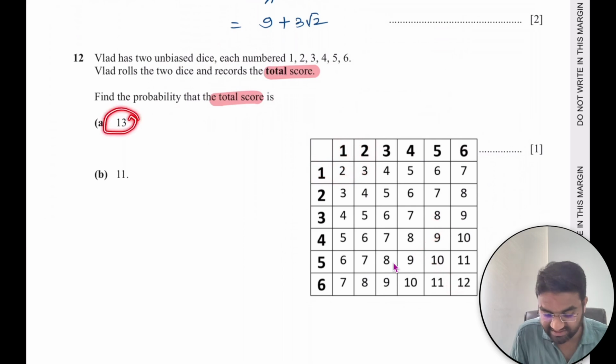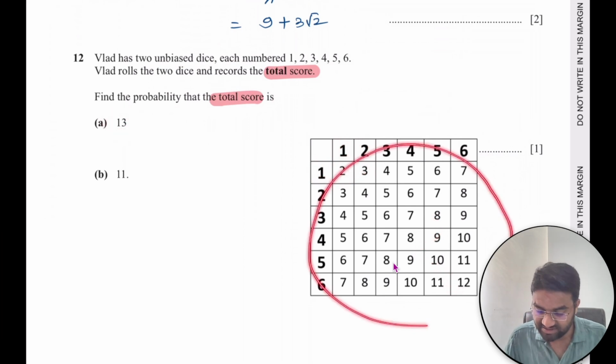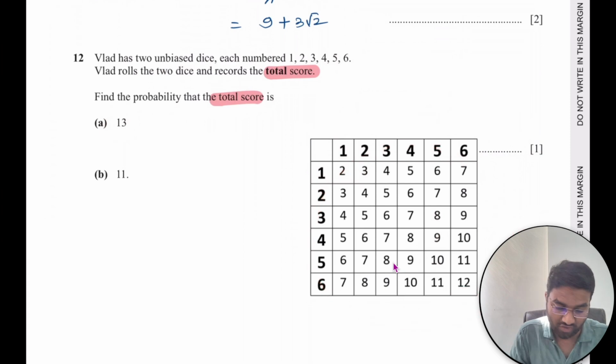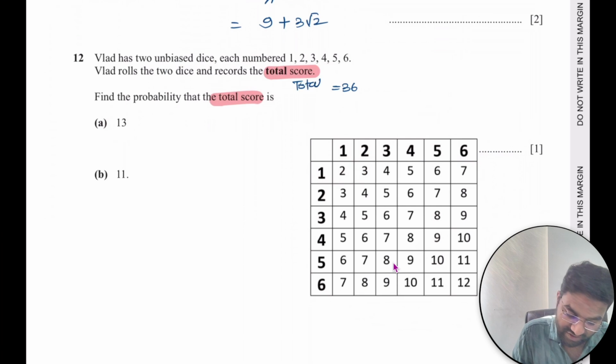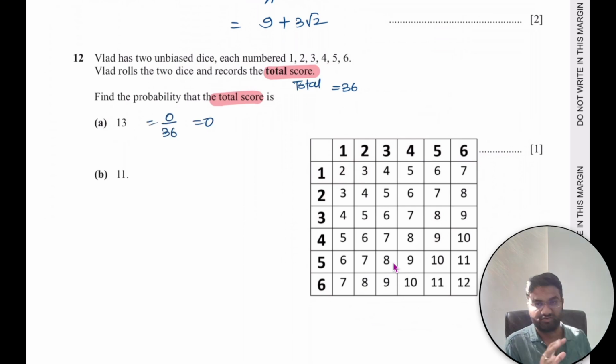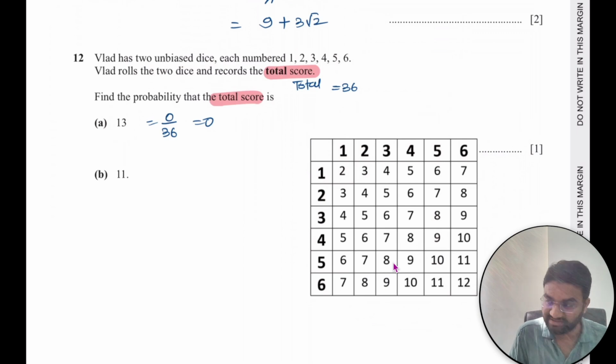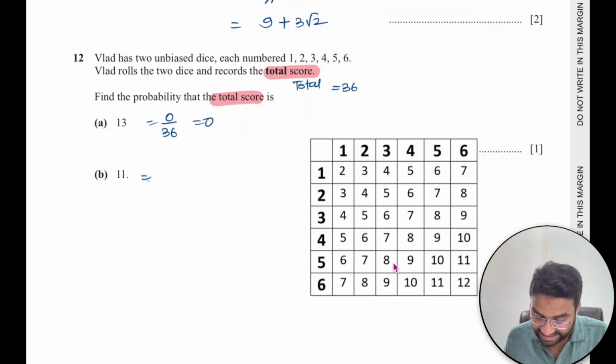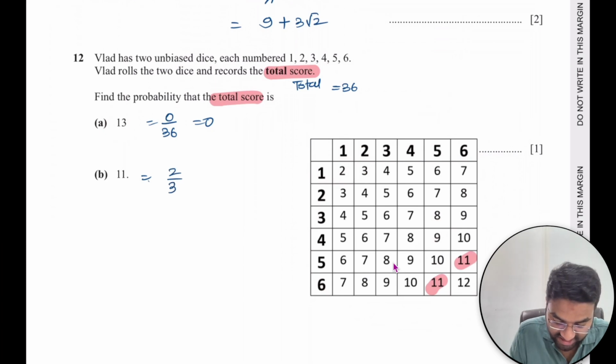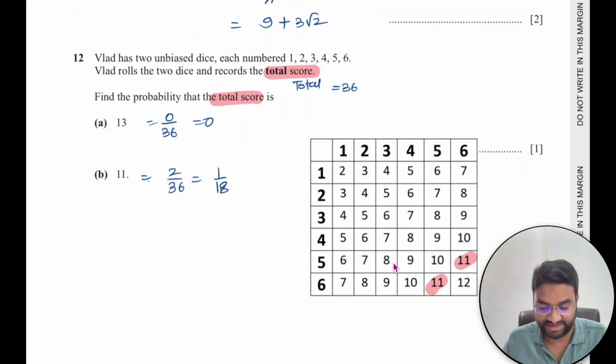So sum is 13. Are we getting any sum 13? Here, no. Total outcomes are 36, so we can write 0 upon 36, which is 0. That's it. Then the next one, the probability of getting 11. The probability of getting 11 is just a 2, right? So 2 over 36, which is 1 upon 18. That's also fine.